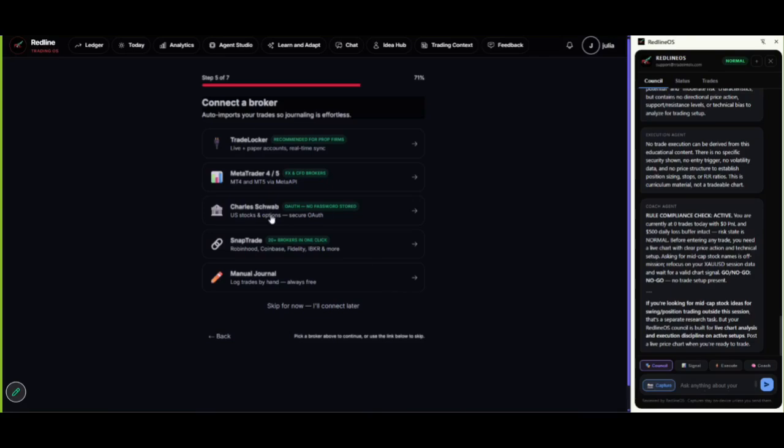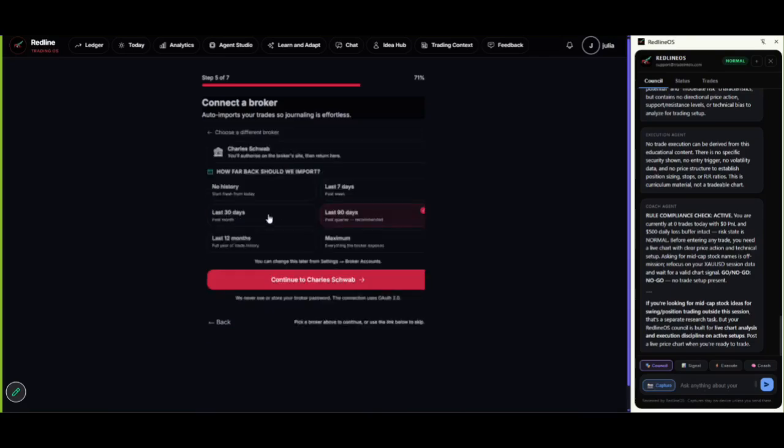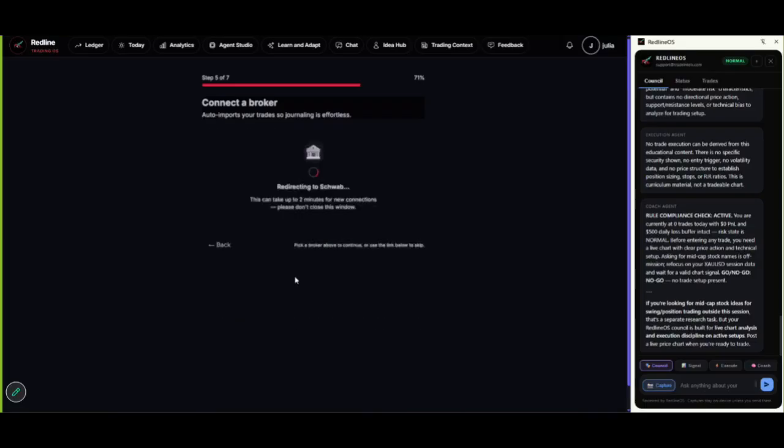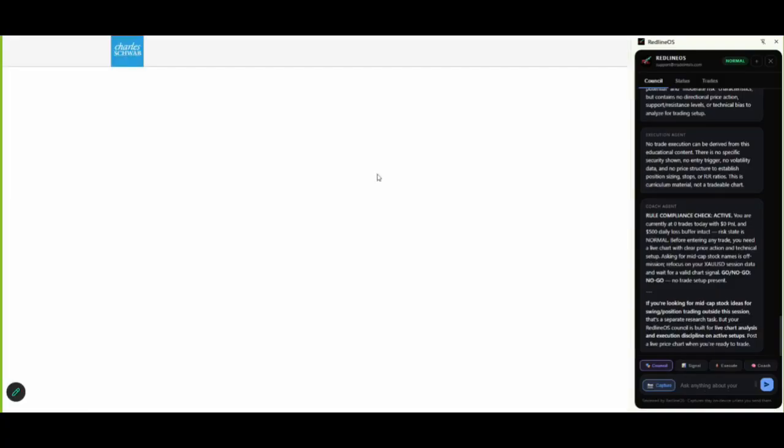You can also connect your brokerage account, and let's actually do it. Why not, right? In the onboarding phase, you connect your brokerage account, and let's see.